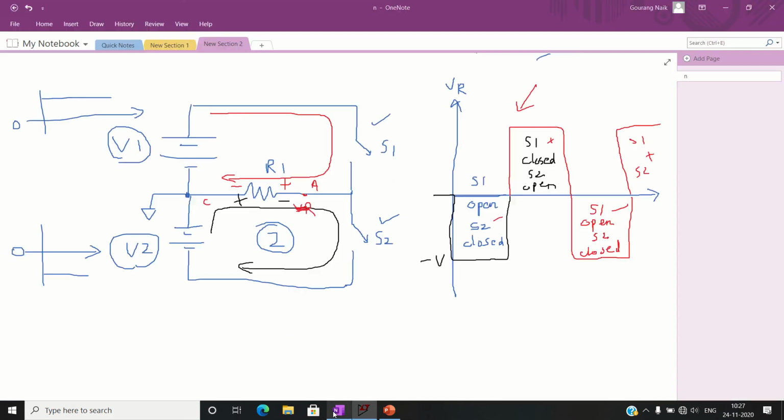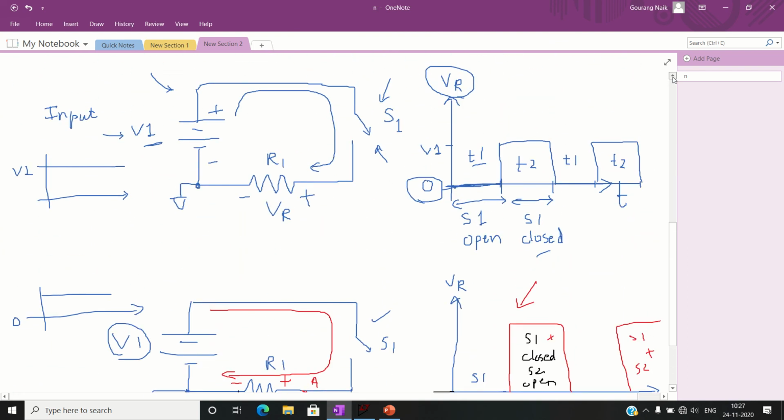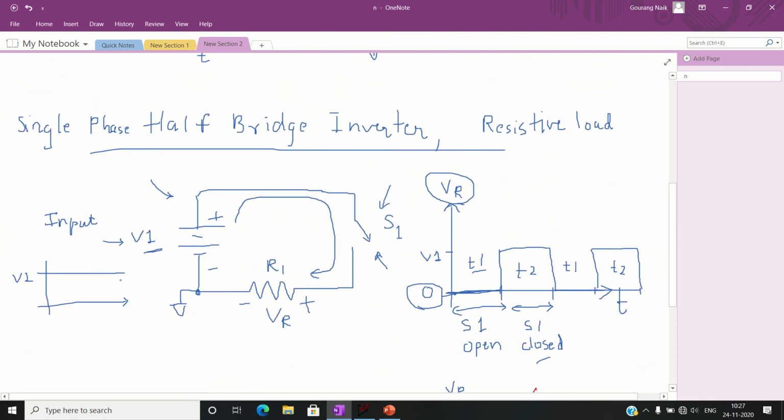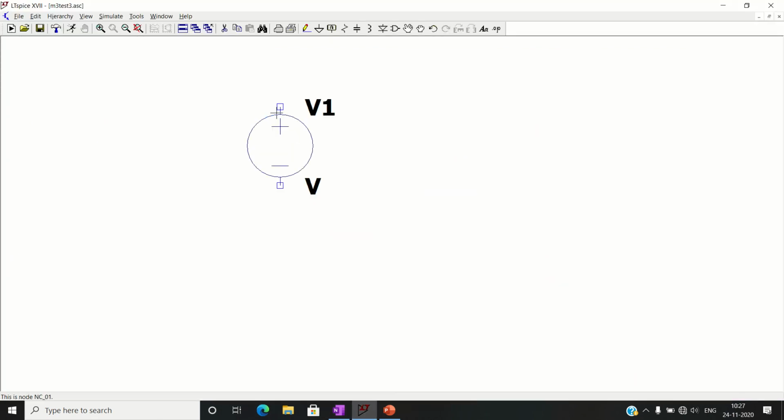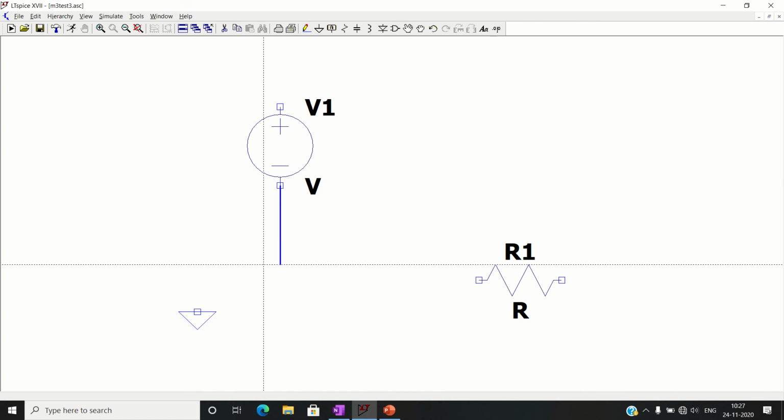First we will simulate the top one. This top one we will simulate first, where there is a battery, a resistance, and a switch. So there is a battery here. Then I will add a resistance. We'll add one common point. I'll connect them.